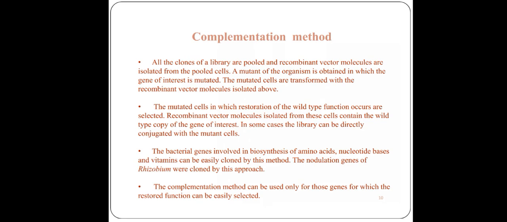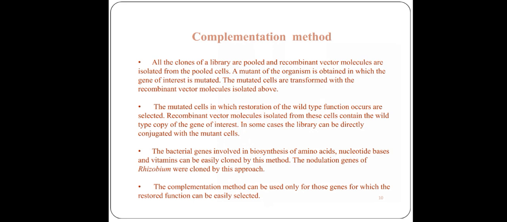The third method is the complementation method. All the clones of the library are pooled into the recombinant vector. Molecules are isolated from the pooled cells. A mutant of the organism is obtained in which the gene of interest is mutated. The mutated cells are transformed with the recombinant vector molecules isolated above. The mutated cells in which restoration of the wild type function occurs are selected. Recombinant vector molecules isolated from these cells contain the wild type copy of the gene of interest.